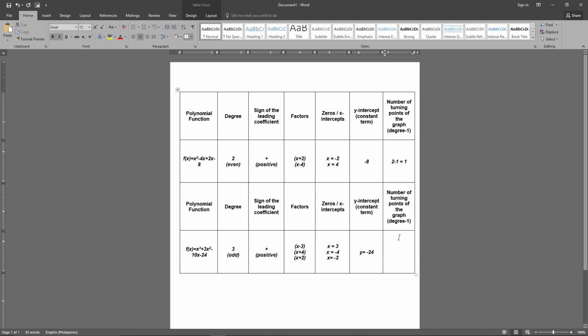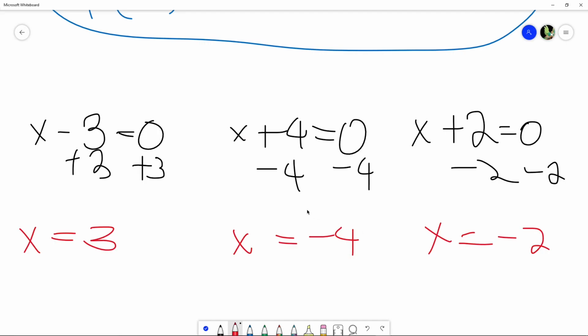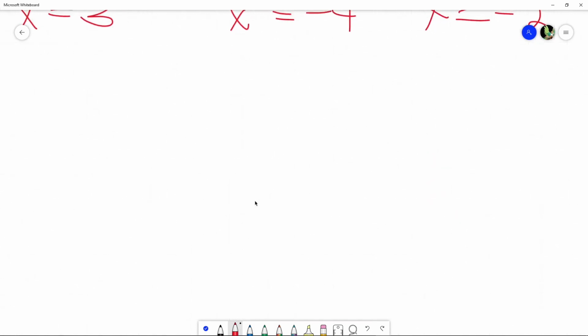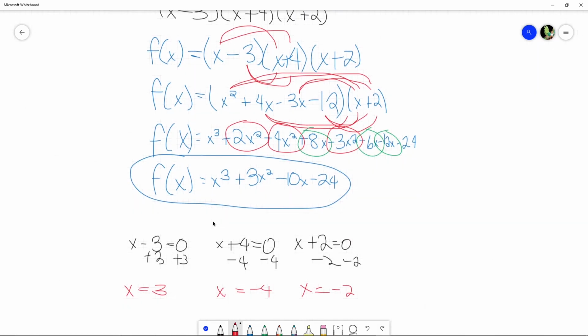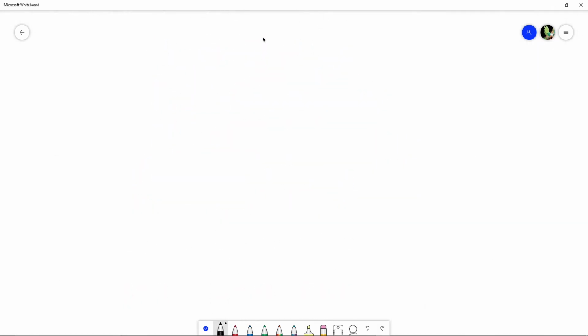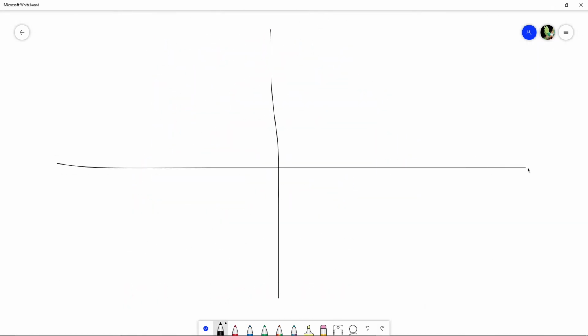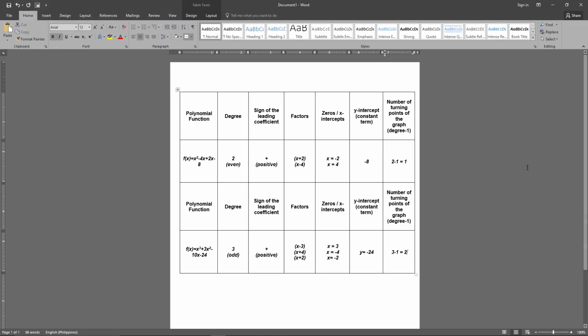The number of turning points is just the degree, which is 3 minus 1. That equals 2. That's how many times we're going to turn. So now we're going to graph it. Since we have everything put up here, we're now going to graph this polynomial function.